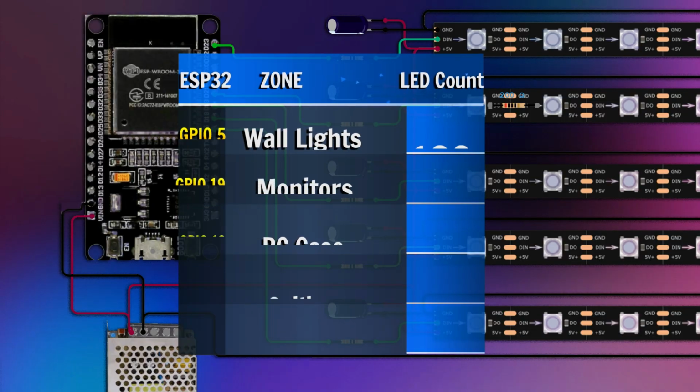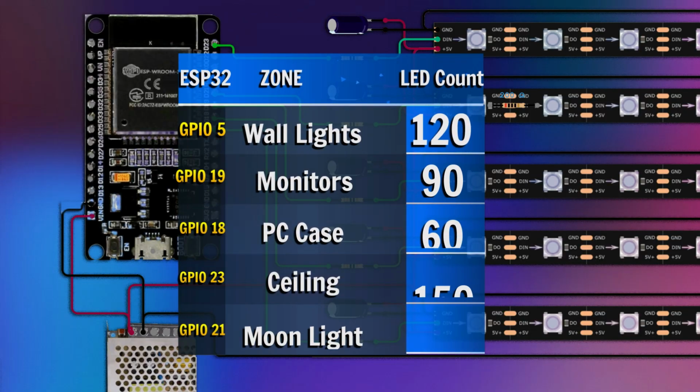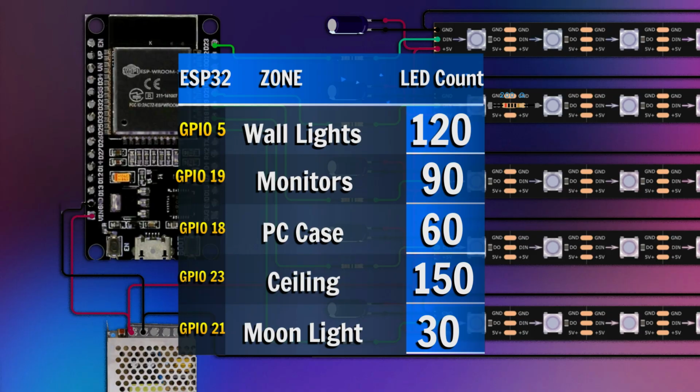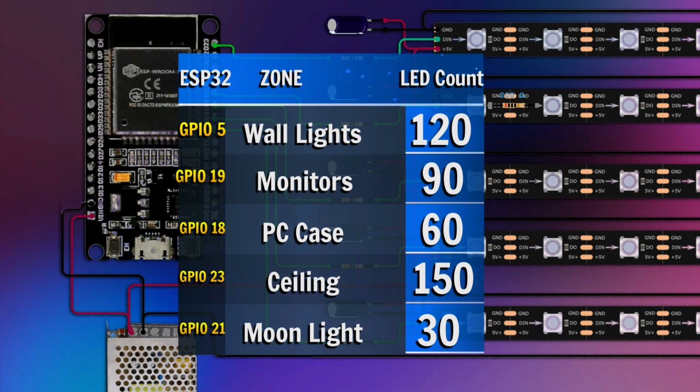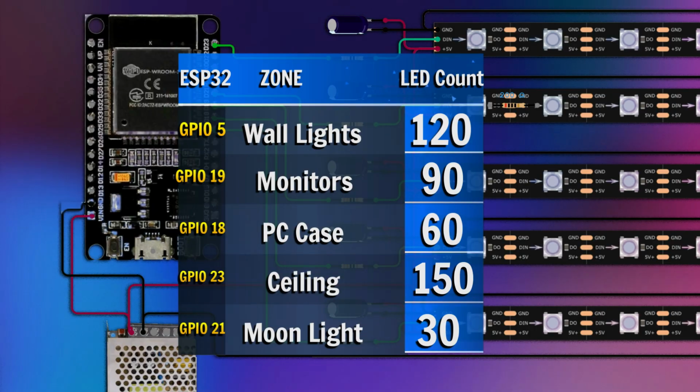Wall lights, GPIO 5, 120 LEDs. Monitors, GPIO 19, 90 LEDs. PC case, GPIO 18, 60 LEDs. Ceiling, GPIO 23, 150 LEDs. Moon globe, GPIO 21, 30 LEDs.